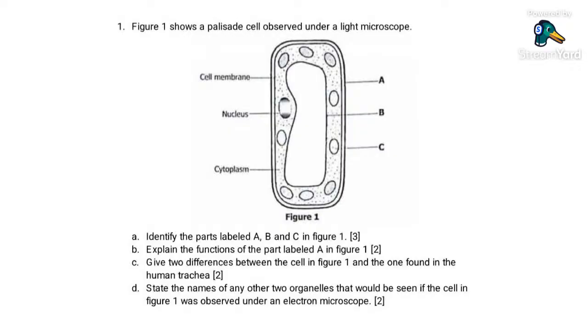Then question D, state the names of any other two organelles that would be seen if the cell in figure 1 was observed under an electron microscope. So the figure that you're looking at right now is the external structure of it. But if we were to observe it under an electron microscope, what are the features that we're going to see? In other words, what will be the detailed structure? What are the detailed organelles that we are going to see if this cell is observed under an electron microscope? That's the question.